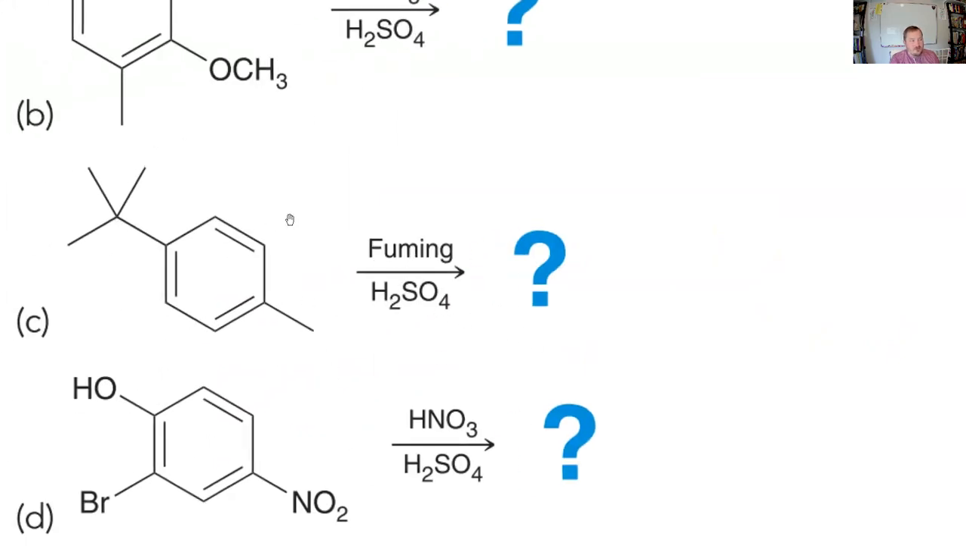H2SO4, fuming H2SO4, we're going to add a sulfonate group. We have ortho para directors that are opposite from each other, so we're going to wind up with another conflict here. And they're both roughly the same amount of electron donating, right? So we're going to go with the one that's smaller, and we're going to put them ortho to the smaller substituent just based on the sterics.